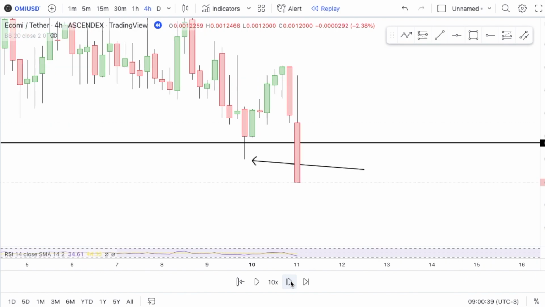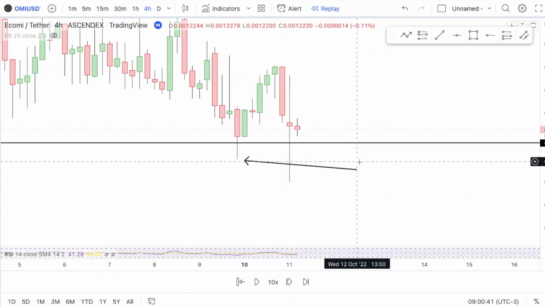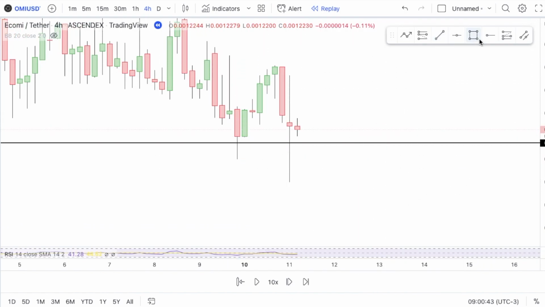So let's see what price is doing right here, guys. Price has made a new low. This is going to be the confirmation for me that we have a break of structure. This clearly broke below the previous structure. This is a break of structure.